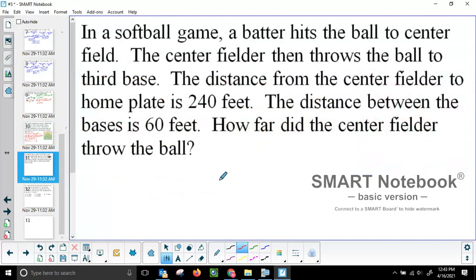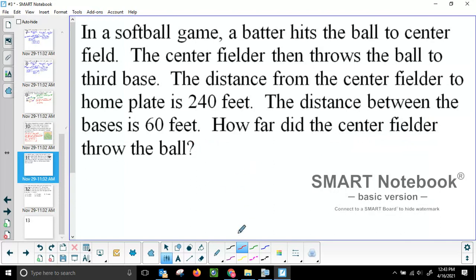This one here is very similar. You're just going to set up a triangle. But this time the batter hits the ball to center field. The center fielder then throws the ball to third base. The distance from the center fielder to home plate is 240 feet. The distance between the bases is 60 feet. How far did the center fielder throw the ball? So we can go ahead and do this.